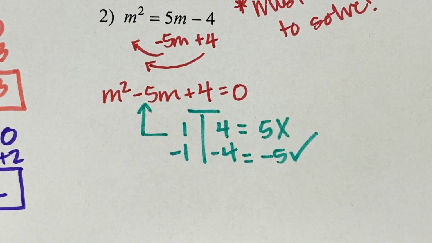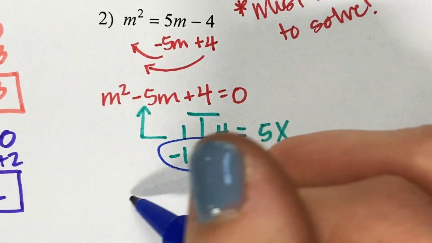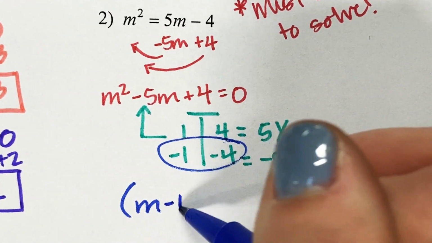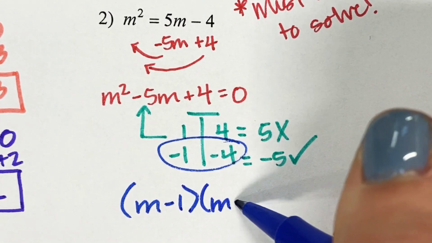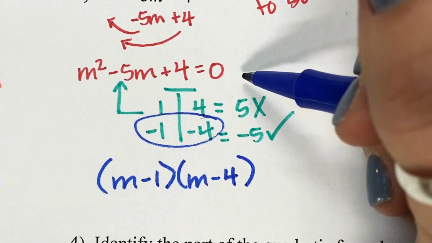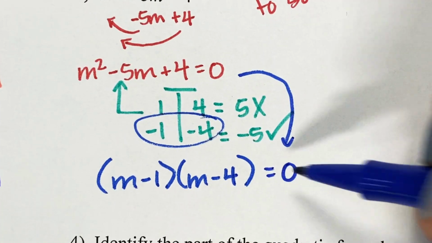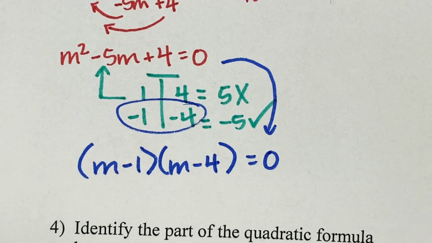Okay, so we found our two factors. So I can rewrite it as m minus 1 and m minus 4. Bring down my equals 0, and it is factored, so I can solve it.